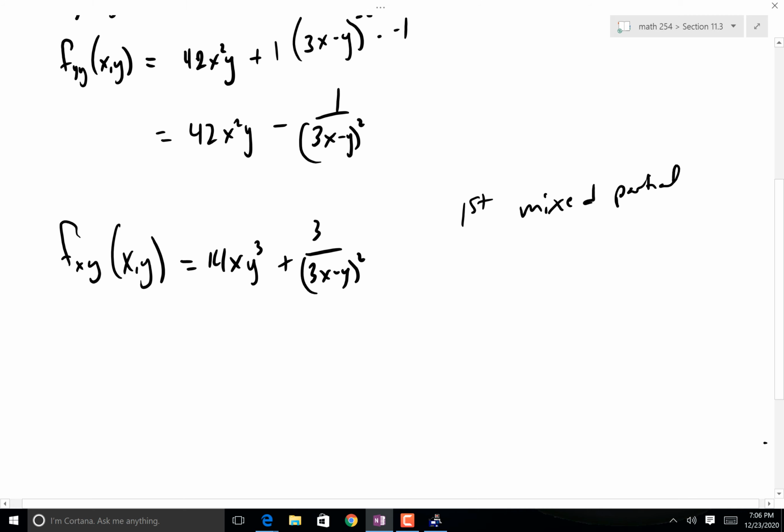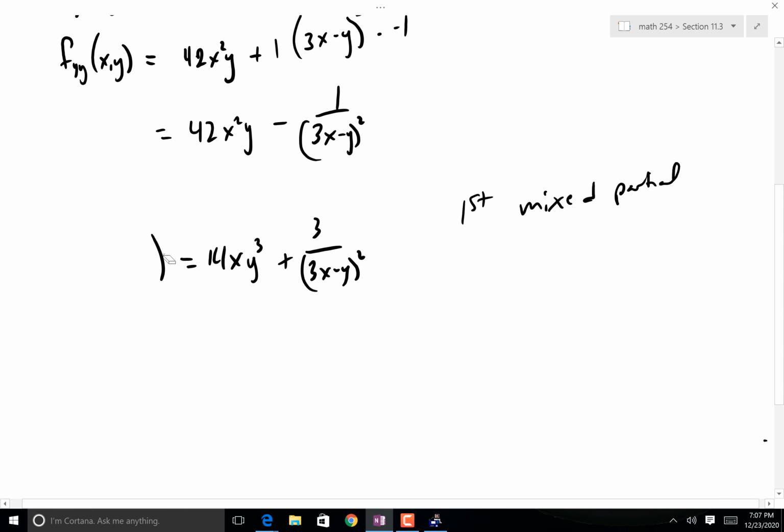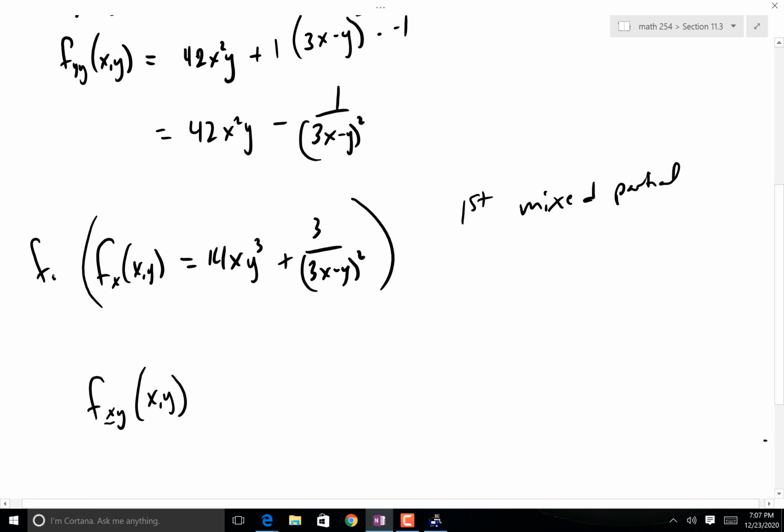And what we're going to do now to write this guy, we're going to start off with this guy here. So to find this mixed partial, what you're going to do is you're going to take the derivative with respect to x first, and then whatever you get for that guy, you're going to take the derivative of that with respect to y. Okay? So let's do it, shall we?